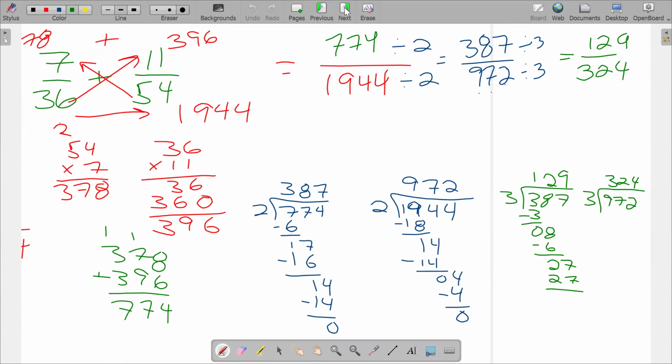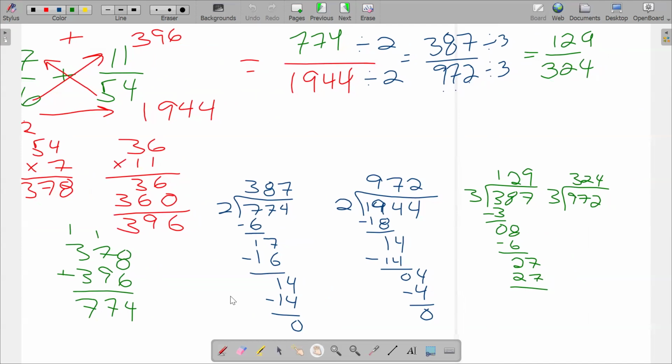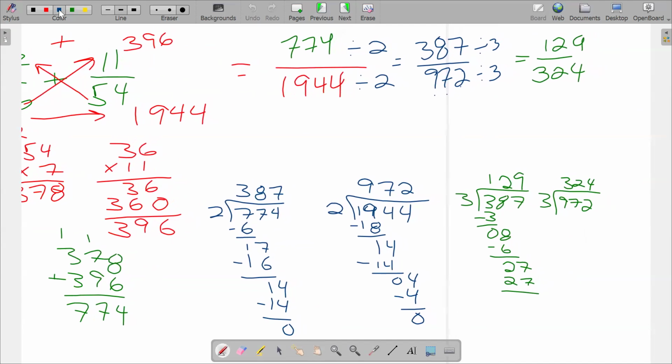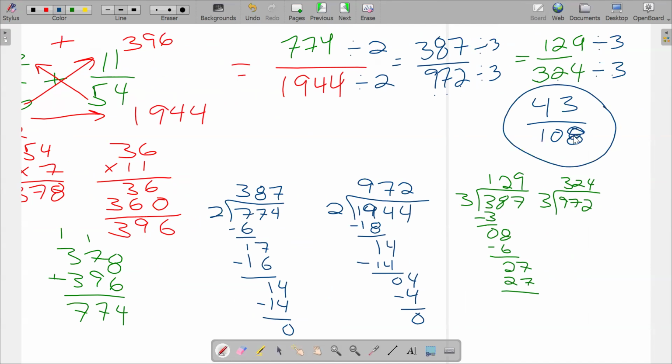Oh, 3 goes in again. Slide it over a little bit. One more try. 3 goes into 12 4 times. 3 goes into 9 3 times. 3 goes into 3 once. 3 goes into 2 0. 3 goes into 24 8 times. 108. 324.